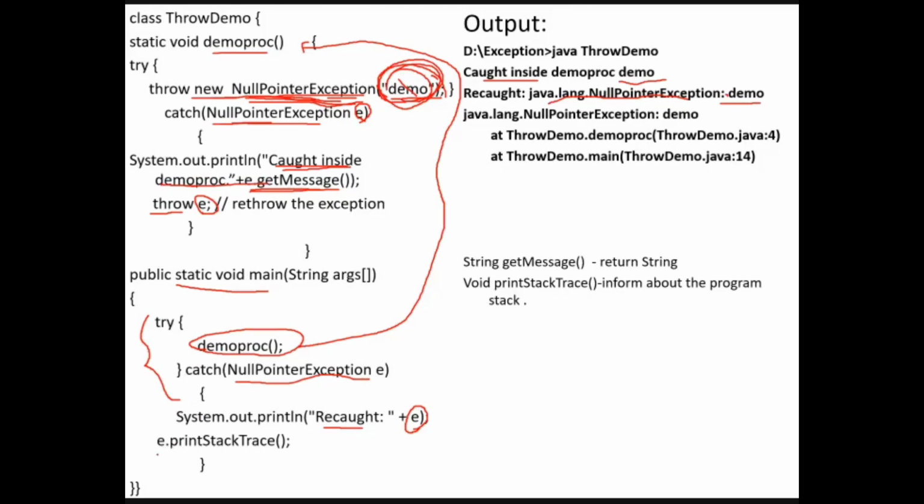And then here I am calling printStackTrace. So first the exception occurred at demo pro, and after that it will come to main, so that stack trace will be printed. So getMessage returns a string, and void printStackTrace informs about the program stack.